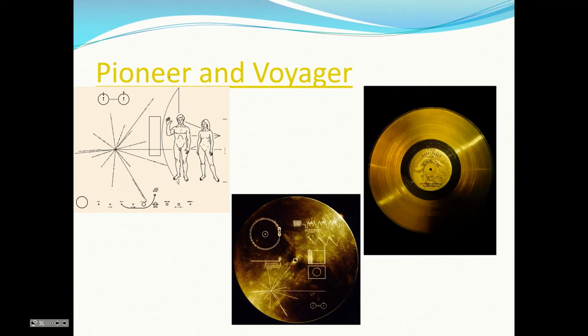So this, why do I have naked people on this slide? This just shows Newton's first law. Newton's first law says that an object in motion will stay in motion unless a net force is acting on it. Pioneer and Voyager were space probes that astronauts set into space to analyze Jupiter, Saturn, Uranus, Neptune.